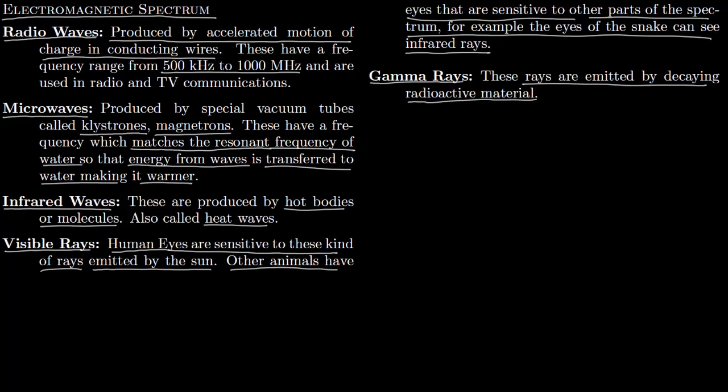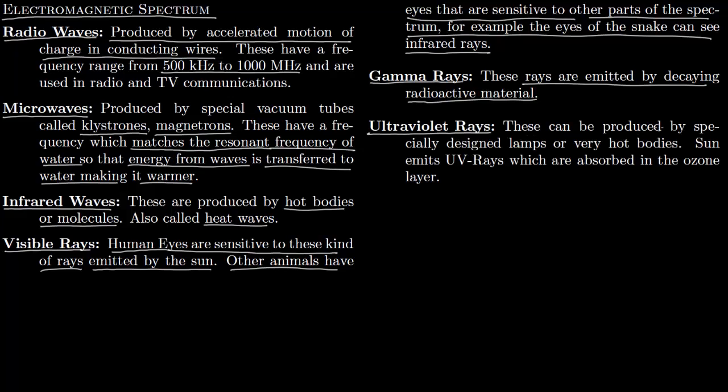Now we talk about ultraviolet rays. Now ultraviolet rays are produced by specially designed lamps or very hot bodies. So for example, the sun emits UV rays, and these UV rays are absorbed in the ozone layer in the atmosphere. Now UV rays are very harmful for human skin. They can cause cancer.